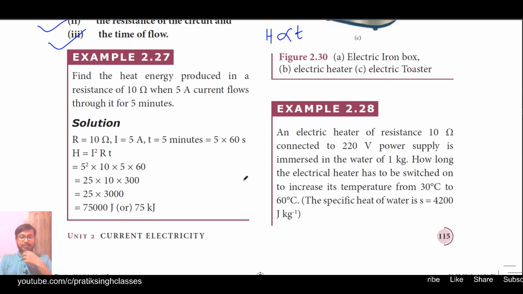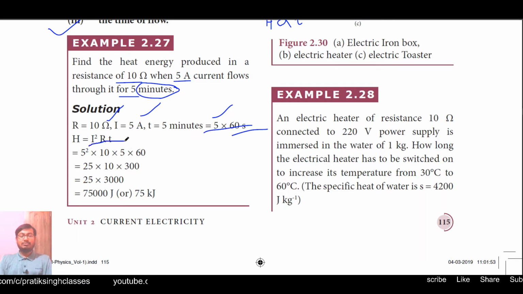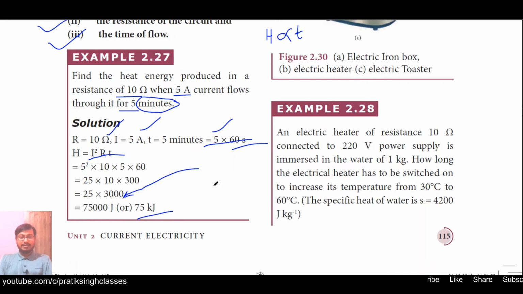Now coming to example 2.27, find the heat energy produced in a resistance of 10 ohm, that is R is equal to 10 ohm, when 5 ampere current, I is equal to 5 ampere, flows through it in 5 minutes. So first of all, convert this time into seconds, that is T is equal to 5 into 60 seconds. Then H is equal to I square RT, just substitute the values, 5 square into 10 into 5 into 60, that is equal to 75,000 joule or 75 kilojoule. Okay, it is as easy as that.